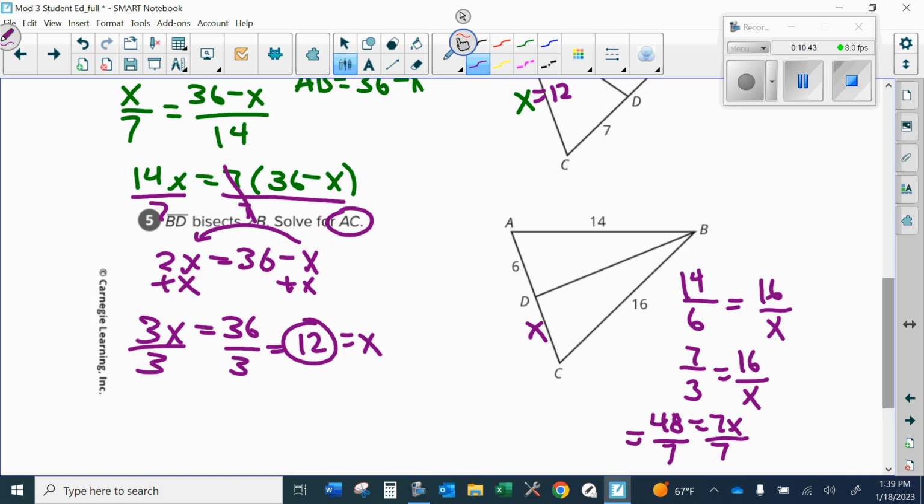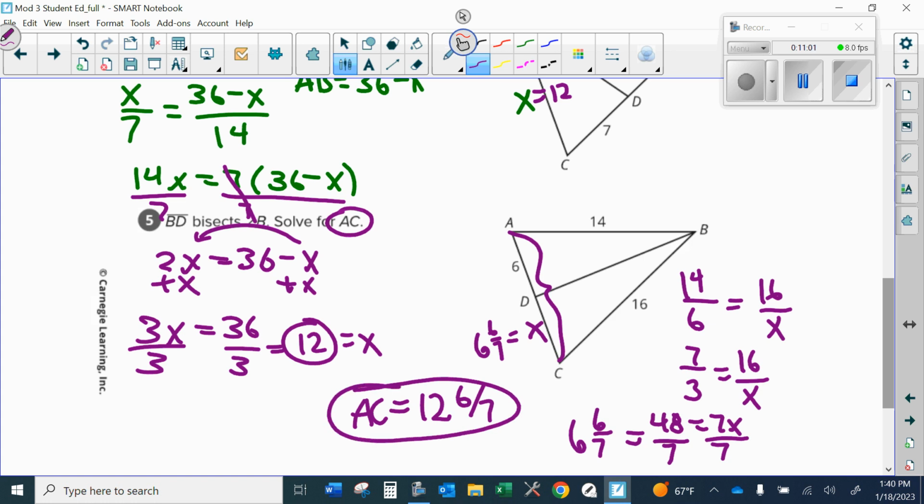Okay, and that gives me 6 and 6/7. So that's 6 and 6/7, but remember that's not what they're looking for. They're looking for the whole thing. So now I add 6 plus 6 and 6/7 together, and I get 12 and 6/7 equals AC. So again, make sure you read the directions, even when you think you're done, to make sure you're answering the right question.